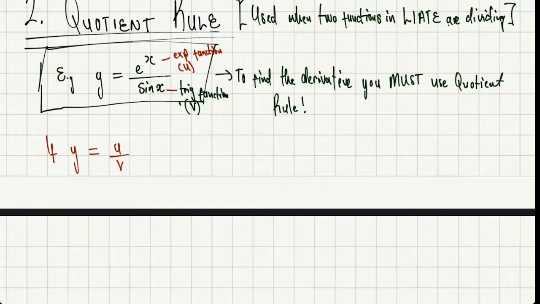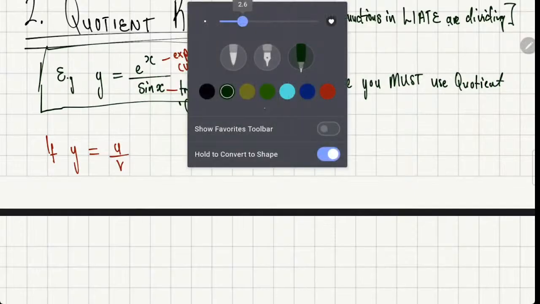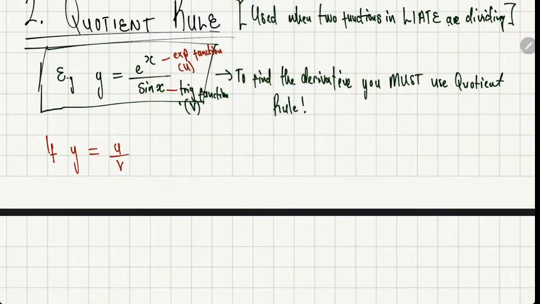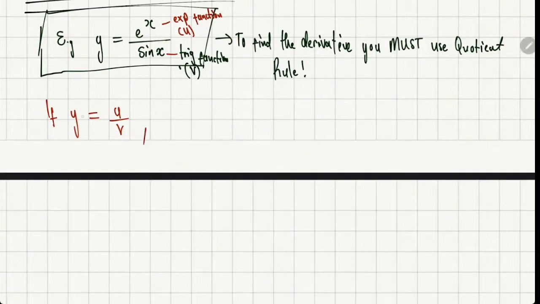You cannot use product rule if you have e to the x to say, I'm going to change this to be e to the x sine inverse of x. Don't do this because you don't know how to differentiate sine inverse. So you use quotient rule. Keep it as a fraction. And then you now say, if y is equal to u over v, this is now the quotient rule which I'm giving you.